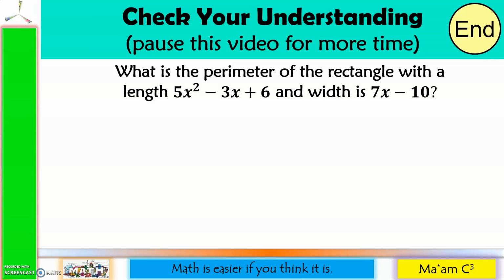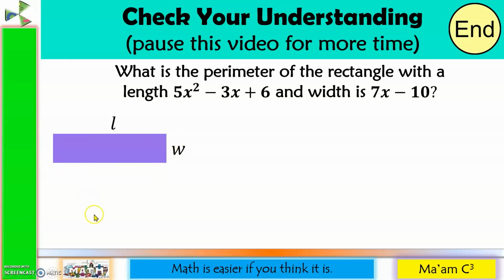Let us answer. What is the perimeter of the rectangle with a length 5x squared minus 3x plus 6 and width 7x minus 10? So let us draw first a rectangle. This is usually labeled as L, which stands for length, and this one is W. So you will see that a rectangle has 2 lengths and 2 widths.